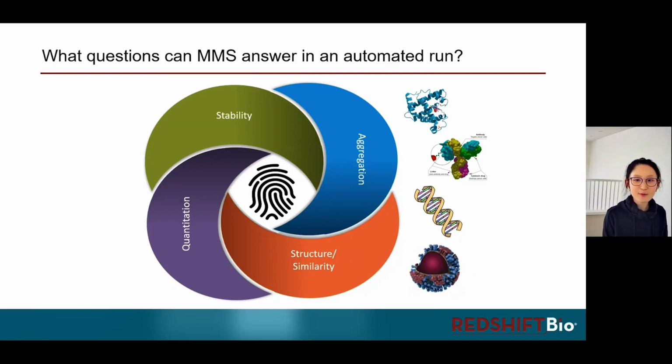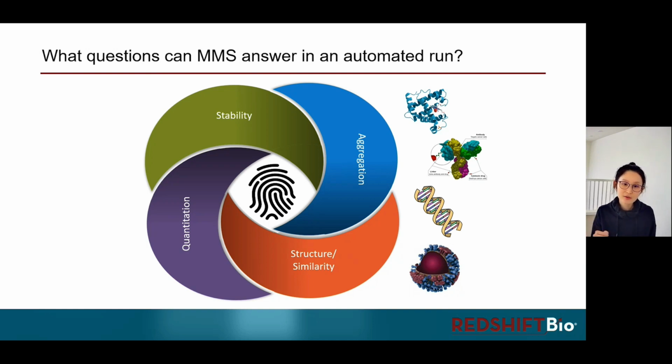So here we have summarized what MMS can do in one automated run. So first, stability by comparing before and after stress. Then aggregation. MMS will not only quantify the structural aggregation, but also help you distinguish the type of aggregation. For example, colloidal cluster in which the molecule is still well folded versus structural aggregation, in which case it's oftentimes irreversible. And thirdly, it quantifies the structure and the similarity of the structure between samples. And finally, MMS also offers the molecule concentration quantification.